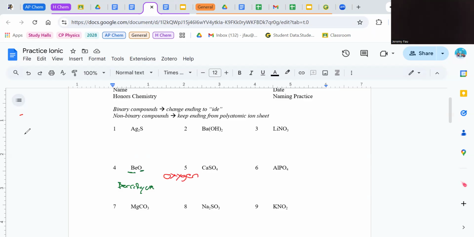Okay. We're going to drop that ending. So in oxygen, it's the YGEN. We get rid of it. Right? And then we replace it with IDE. So we have ox and then the IDE, beryllium oxide.